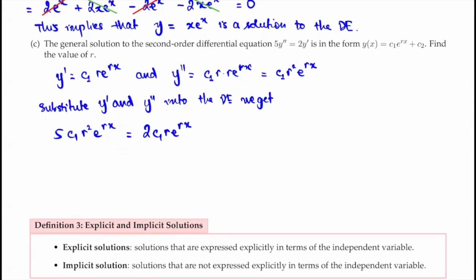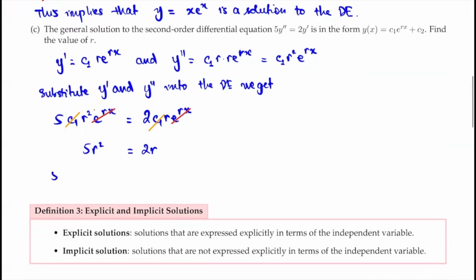C1 is a non-zero constant, so you cancel that out. e to the Rx cannot be equal to 0, so we're just going to cancel that one out as well. And you're left with just 5R squared equal to 2R. Now you're going to move everything to one side of the equation to solve for the value of R. So 5R squared minus 2R equal to 0. You factor out the R, and you're left with R times (5R minus 2) equal to 0.